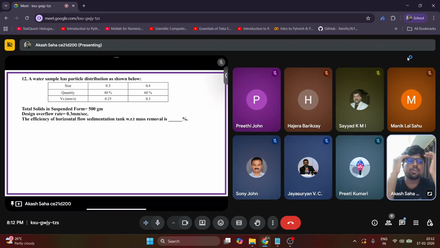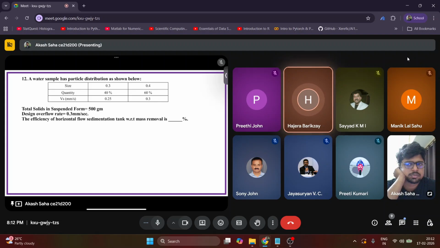What is the first thing you will notice here? The settling velocity is given and the design overflow rate is also given. What can we say about the particles now? Just see, the units are the same, it is mm per second, so we don't need to worry about the unit. What can you say about these two types of particles? If the settling velocity is 0.3 and the size is 0.4, it's like 100% removal. Yes, exactly.